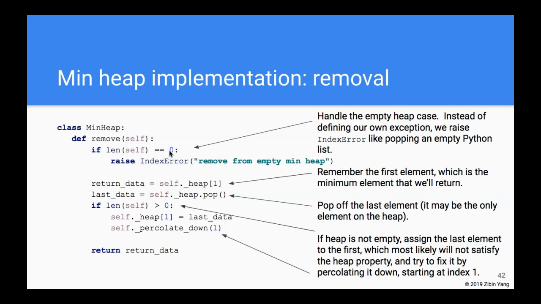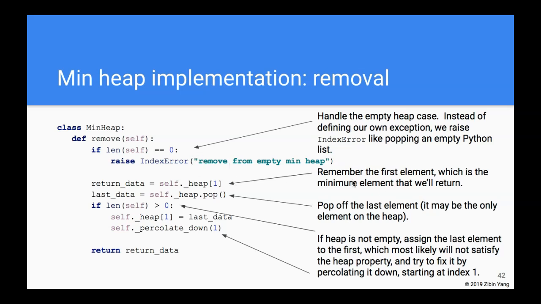So the first thing we want to do is make sure it's not empty, right? If it's empty, we cannot return the smallest element. So in that case, we'll raise an index error rather than defining an empty heap error like we've done for binary search tree. The reason is very simply, I don't necessarily like defining our own exceptions if we can use predefined exceptions. And index error is a good one, because if you say pop from an empty list, that's what Python would raise. So index error is a good exception to indicate that your heap is empty.